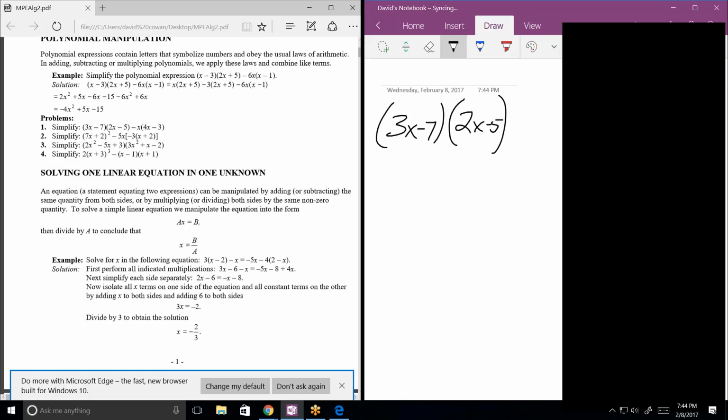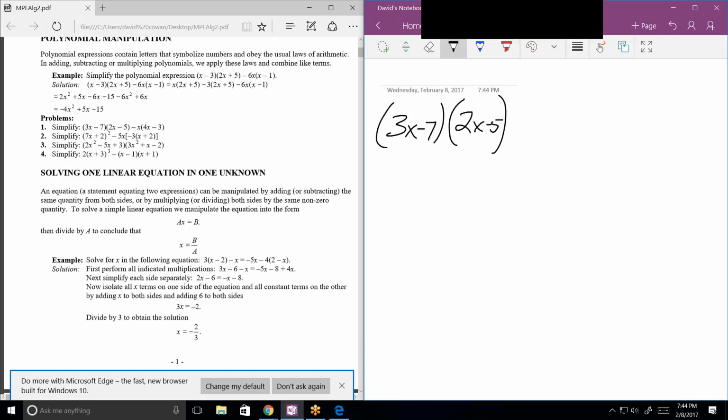Let me minimize my GoToMeeting, otherwise I don't have enough room to write. And I'm subtracting x times 4x minus 3. So what do I need to do here?